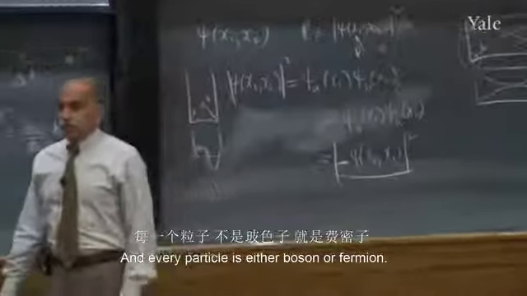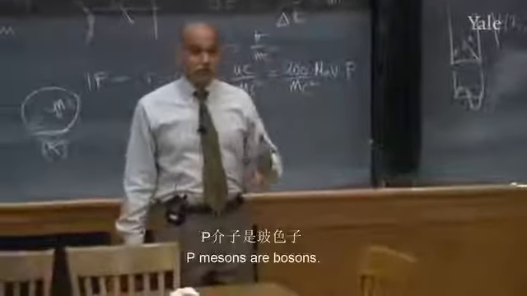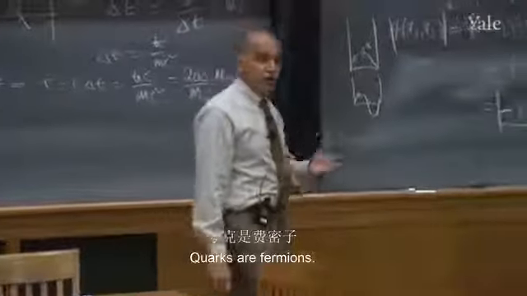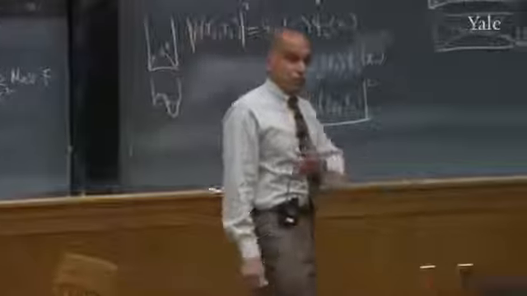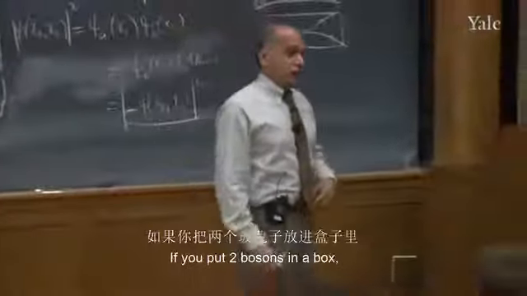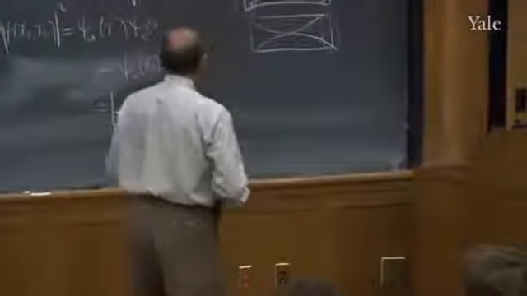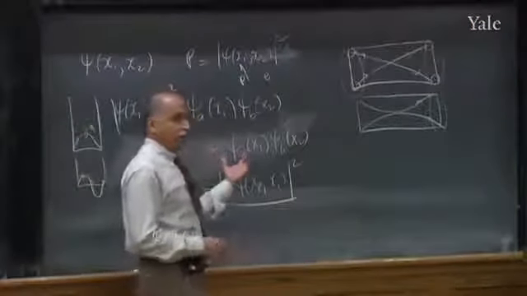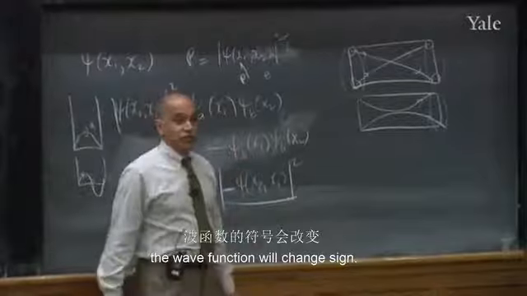And every particle is either a boson or a fermion. Pi mesons are bosons, photons are bosons, electrons are fermions, quarks are fermions, gravitons are bosons. So everybody is one or the other. So if you put two bosons in a box, their wave function, when you exchange them, will remain the same. If you put two fermions in a box, the wave function will change sign.